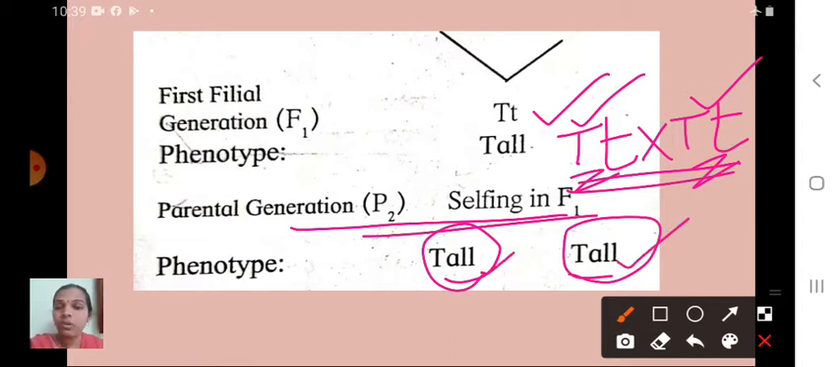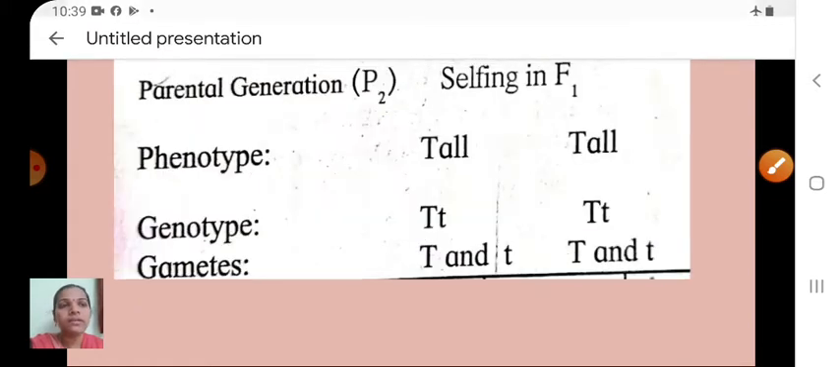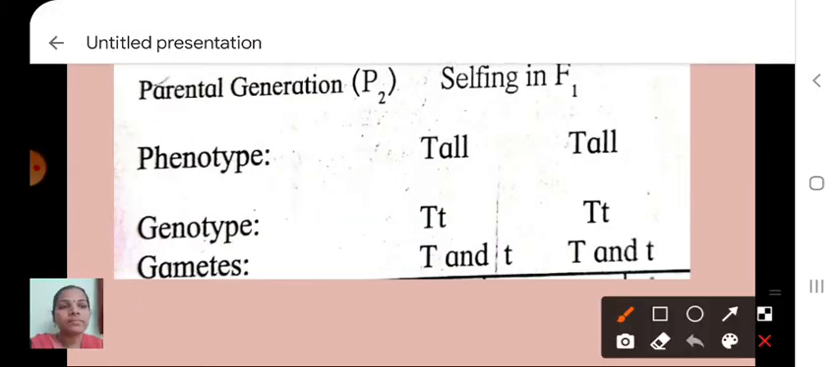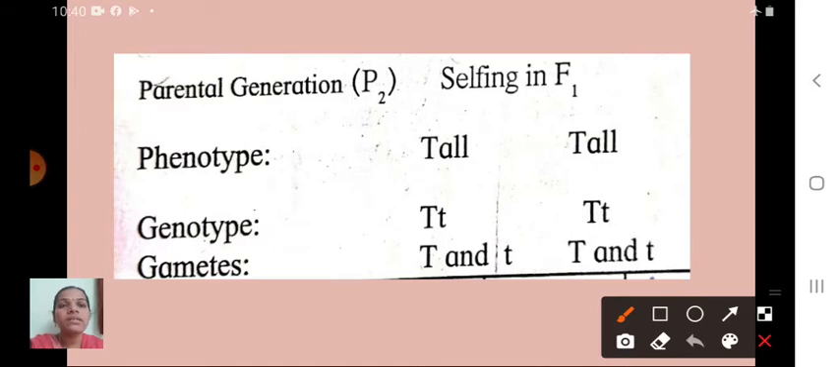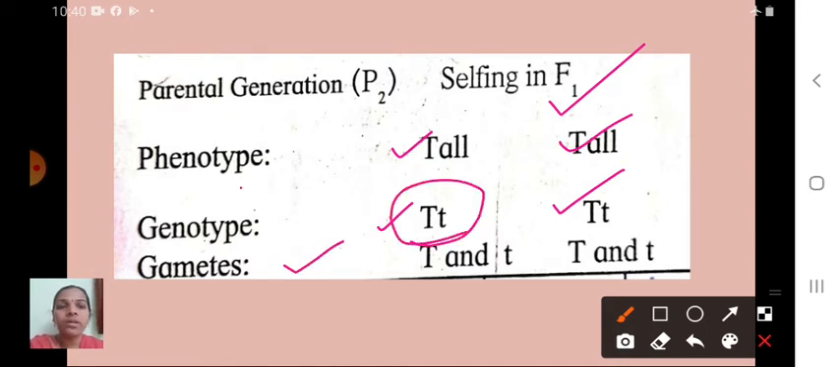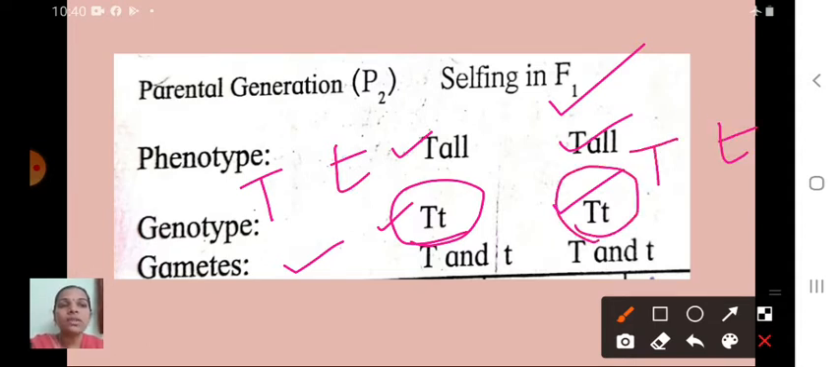So first time what will happen? Yes, gametes. Gametes are formed. See here, these are the gametes. See here children, this is a self cross of the F1 generation, that is the first filial generation. This is the phenotype as I told, and these are the genotype and gametes. See here, how many gametes are formed? This one and this one, 2 gametes are formed. The same here also, capital letter T, small letter t, like this 2 gametes are formed.